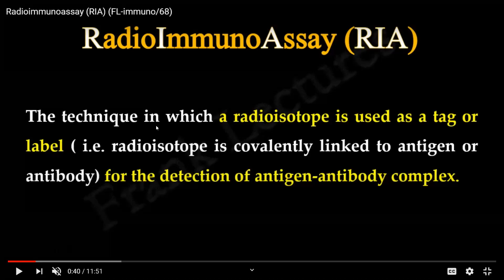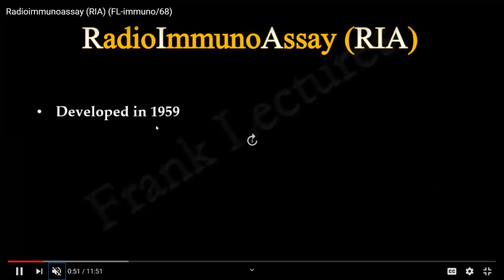In this assay, a radioisotope is used to label an antigen. That means it is added to an antigen, just the way you saw in our previous techniques that an enzyme was labeled to an antibody. Similarly here, a radioisotope is labeled to an antigen or antibody. It depends on what you want to look for. Depending on that, the radioisotope is labeled to it. Such an antigen is known as a radio-labeled antigen, or if it's an antibody, a radio-labeled antibody.